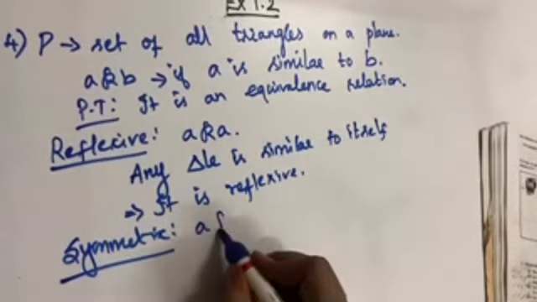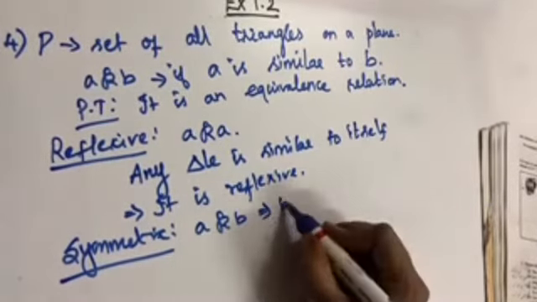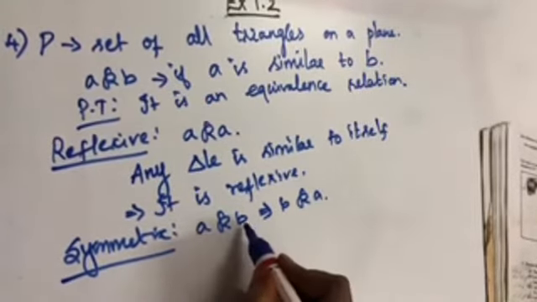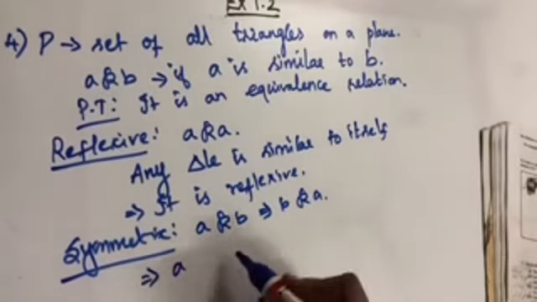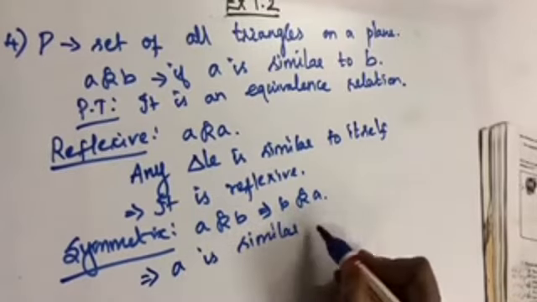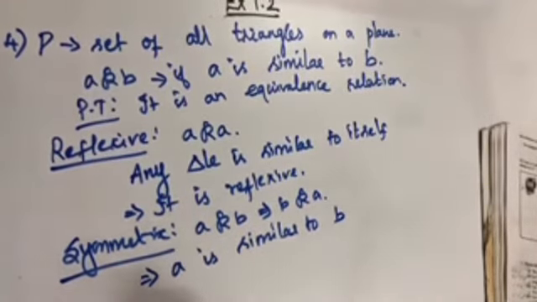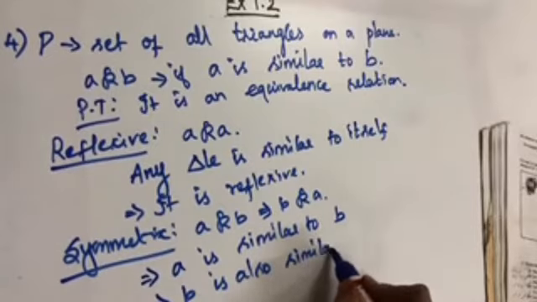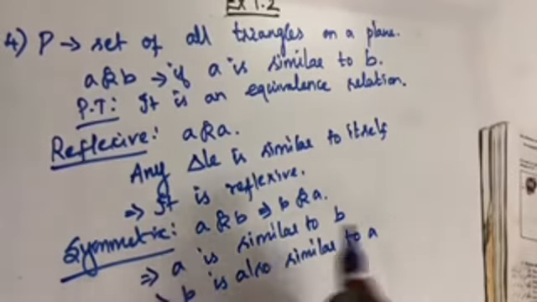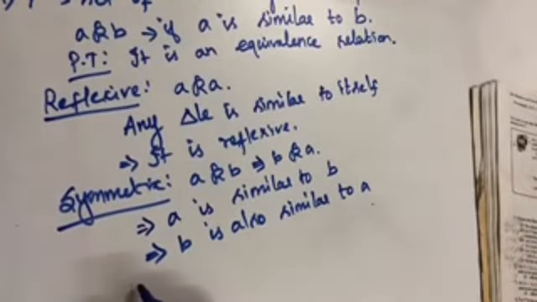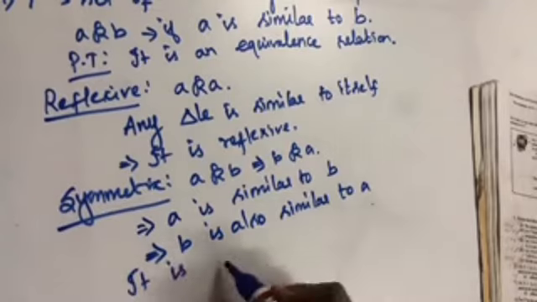Okay, so A is related to B implies B is related to A. We have to check it. So, triangle A is related to B. That implies A is similar to B. The triangle A is similar to triangle B. Then that implies B is also similar to A. So if A is similar to B, then B also should be similar to A. So that implies it is symmetric.